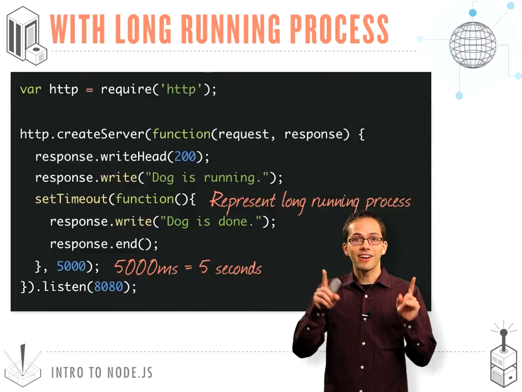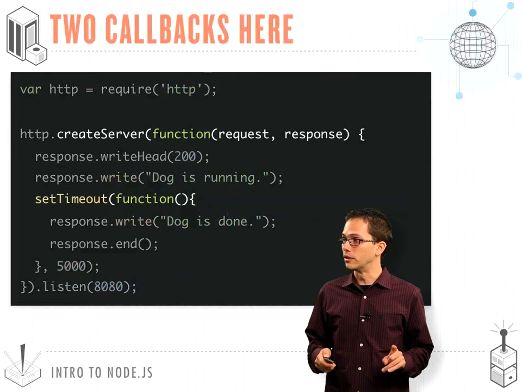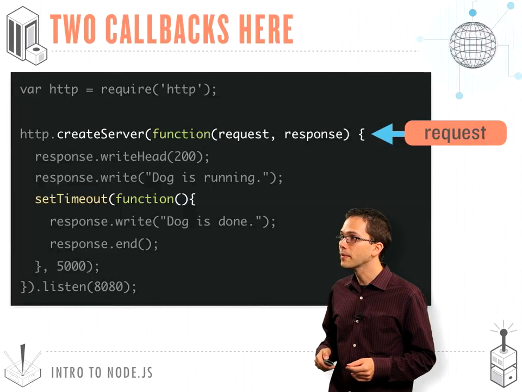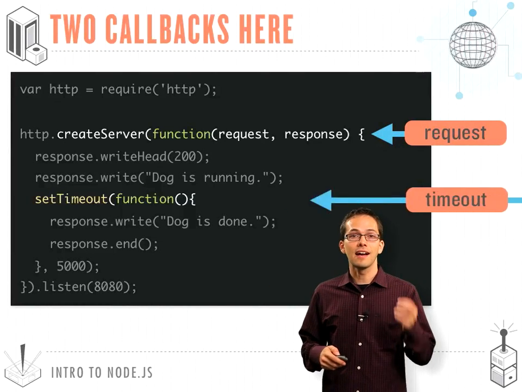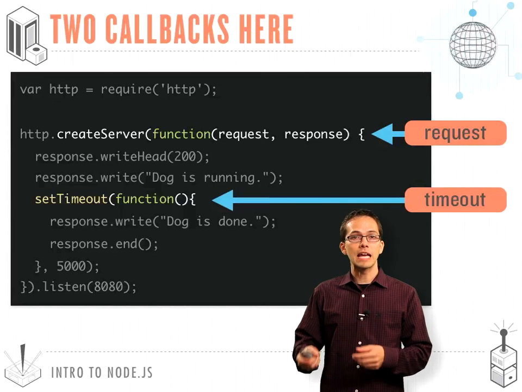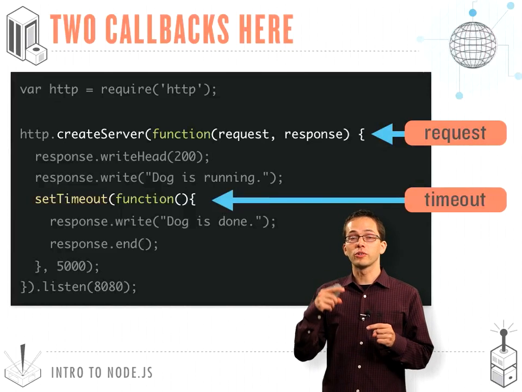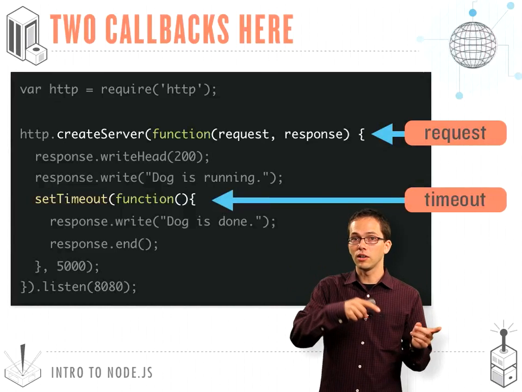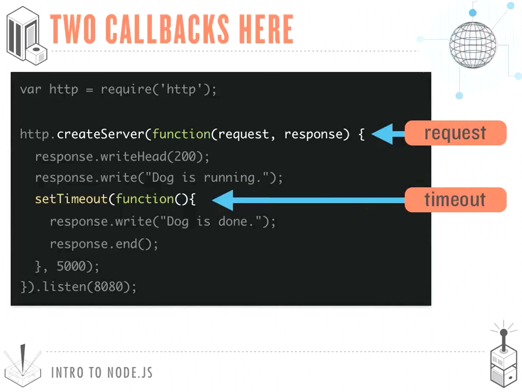You might notice here there are two different events in our code. We have the request event, which we should be familiar with from earlier, and we also have a timeout event. So every time a request comes in, it's going to create a new event, a timeout event, which will then be called back in 5 seconds.